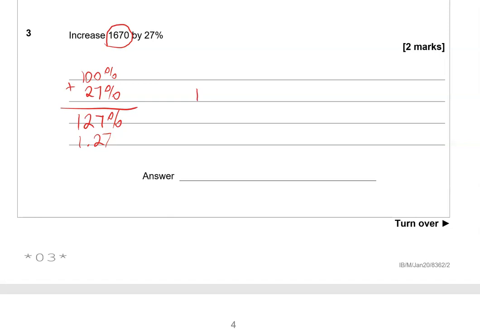If I just do 1.27 times the original amount, which is 1670, that should give me the final answer, which includes the increase. Using a calculator, I get 2120.9. By all means, use any method that you like or that you know, but this is just an easy one to know and use.